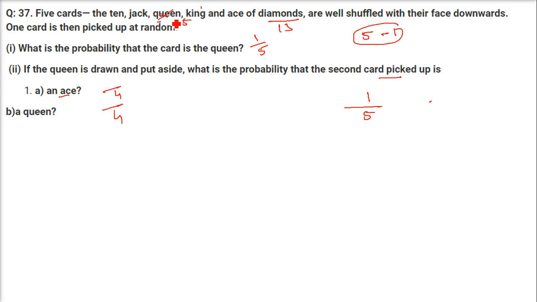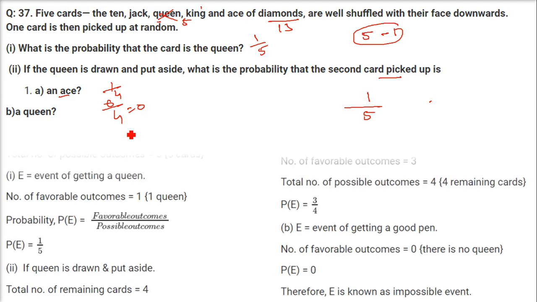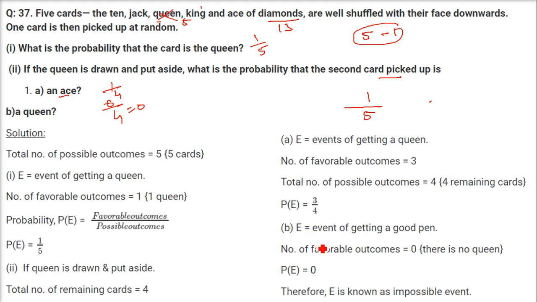How many aces are there? This has not been taken out. So in these 4 cards, 1 is an ace, so 1 by 4. How many queens are there? There is no queen. So 0 queens. So the probability is 0 here for a queen. This is how you are going to write this.